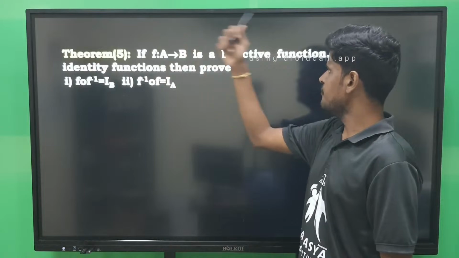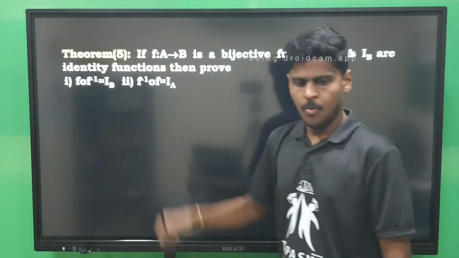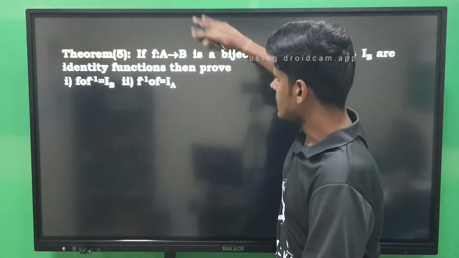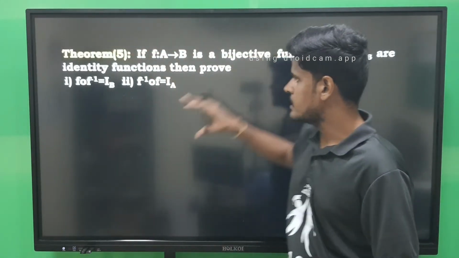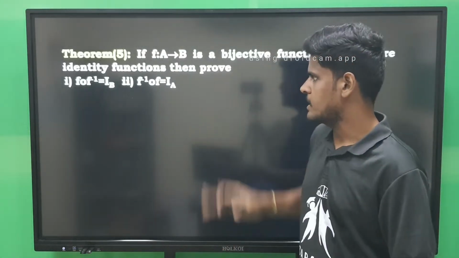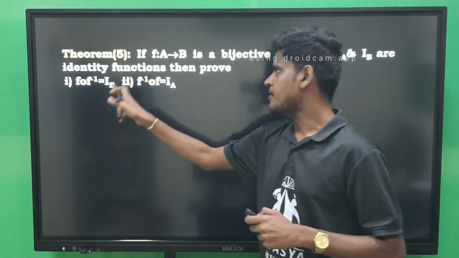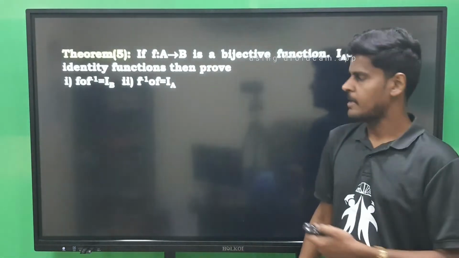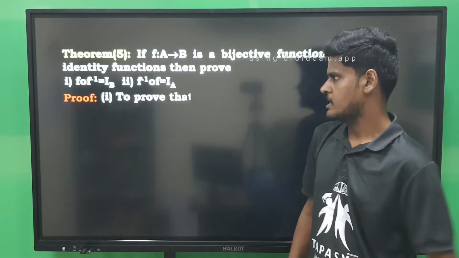What is given? f is a bijective function. Only when f is bijective can we find its inverse. So this is obvious. Even if it is not given in this statement, when we write f inverse, it is understood that this is a bijective function. Now f of f inverse equal to Ib and f inverse of f equal to Ia. Now we will discuss the proof.